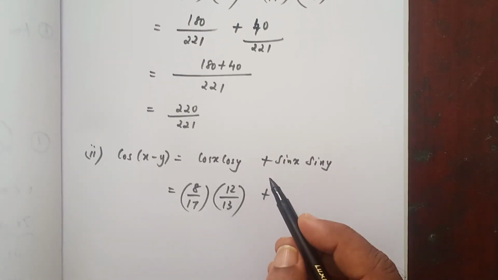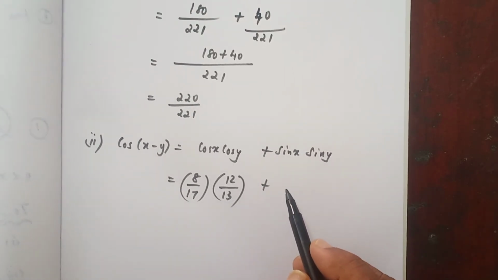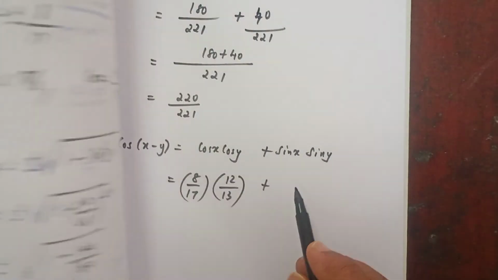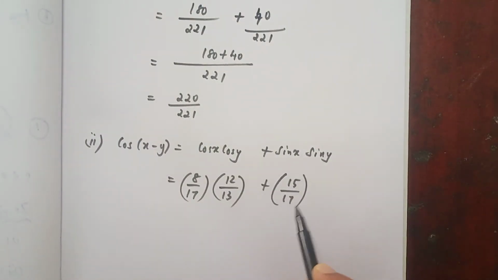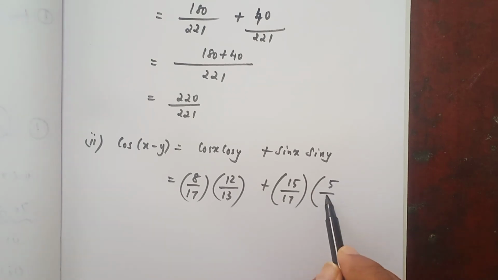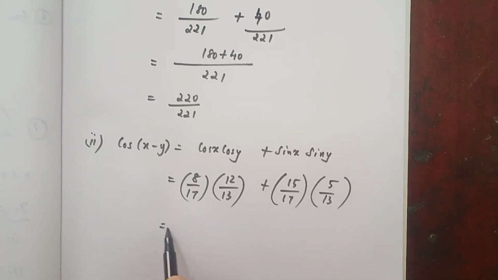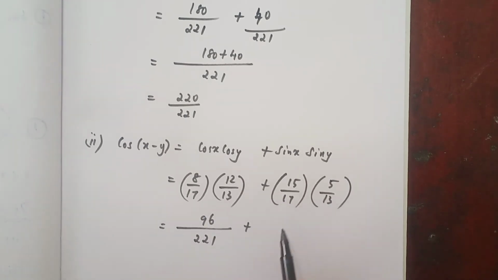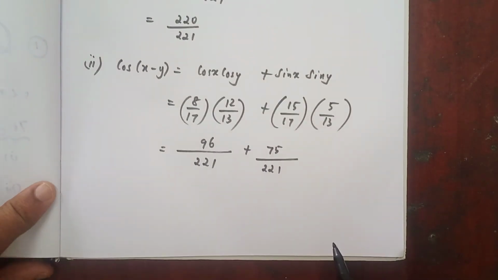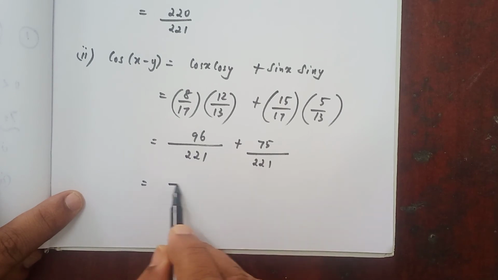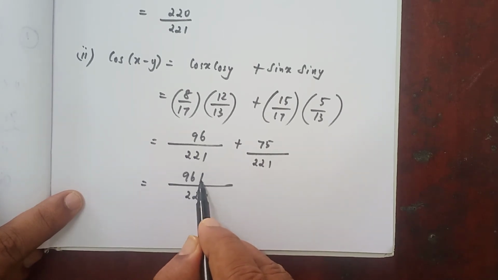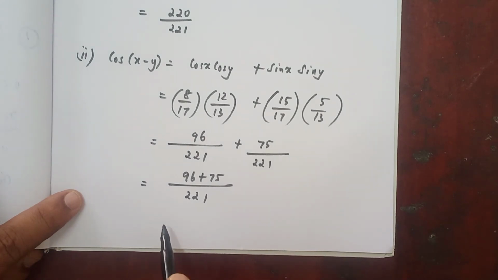Plus sin x value that is given, 15 by 17, and the sin y value we got it, that is 5 divided by 13, equals 17 13s are 221, 8 12s are 96, 15 5s are 75, divided by 221. So common denominator 221, just add the numerator, 96 plus 75 equals 171 divided by 221.